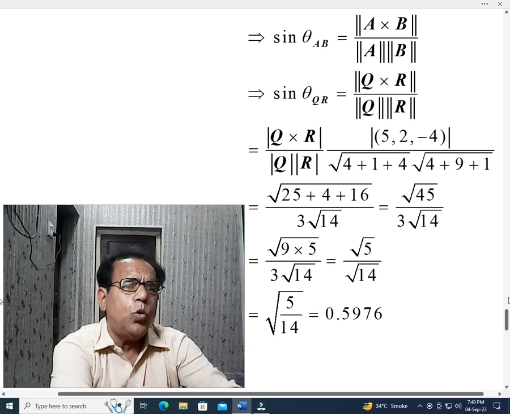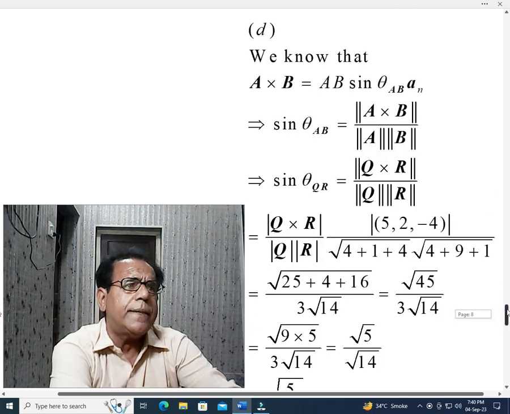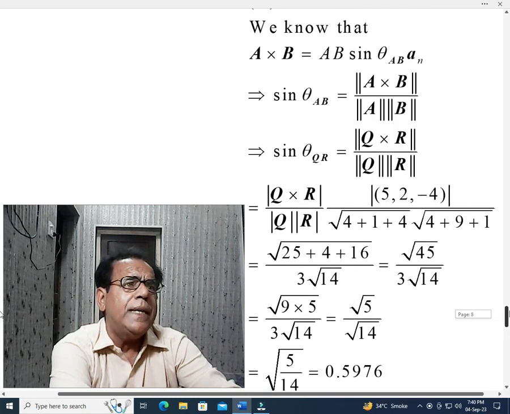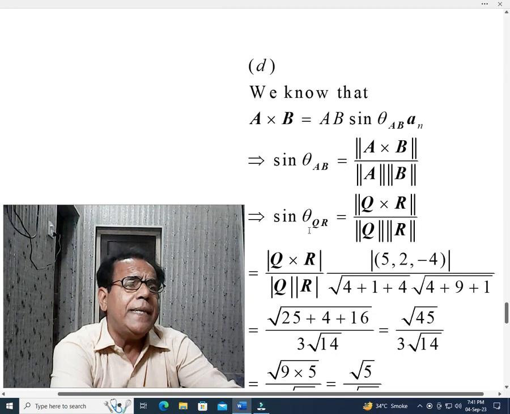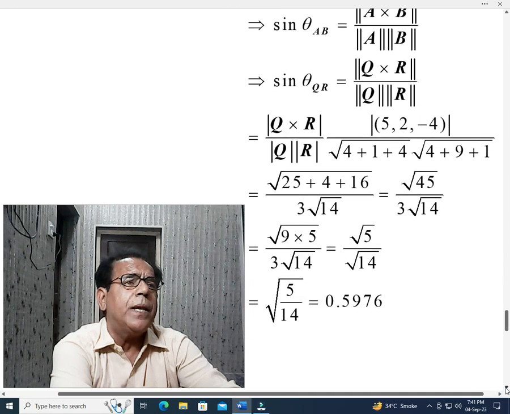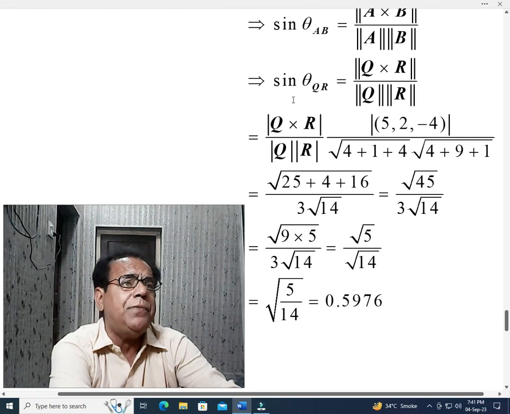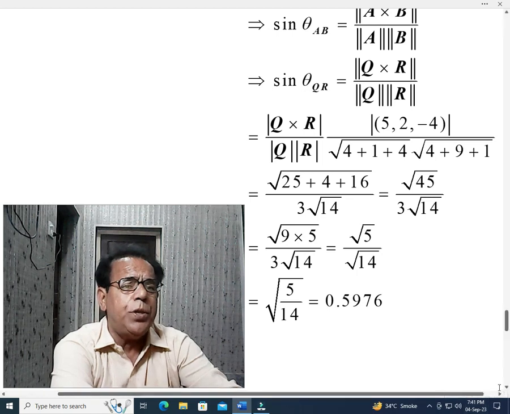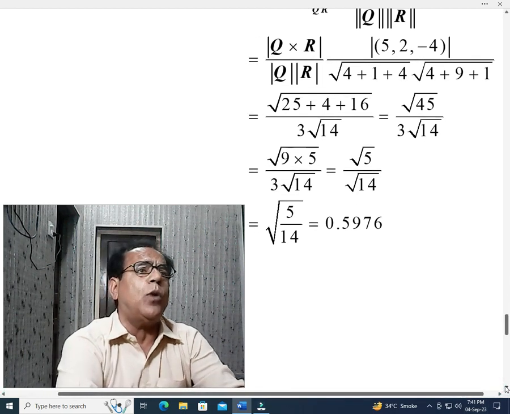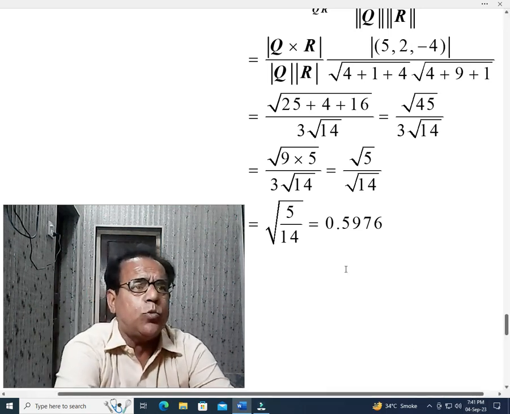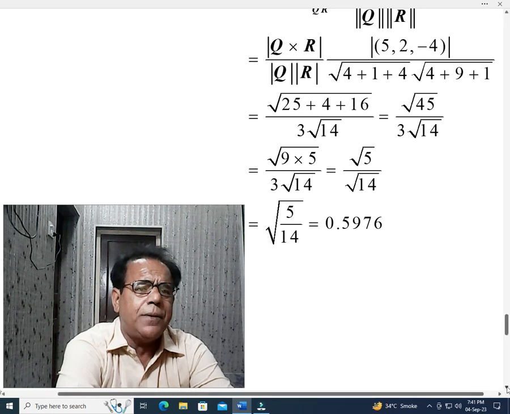So dear students, our answer is this, because we have to find sin theta AB, that is sin theta QR. In place of AB we have QR, so sin theta QR, not only theta QR. If we have to find theta QR, then we will have theta QR equal to sin inverse, but there is no need of sin inverse, because we are not required to find theta QR. We are required to find sin theta QR. So its value is this, and this is our final answer.